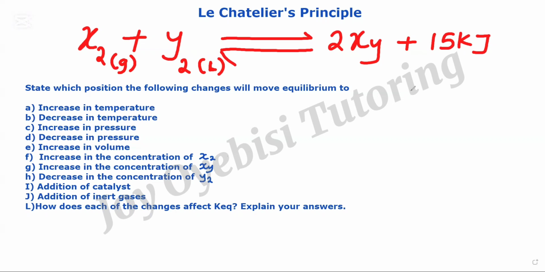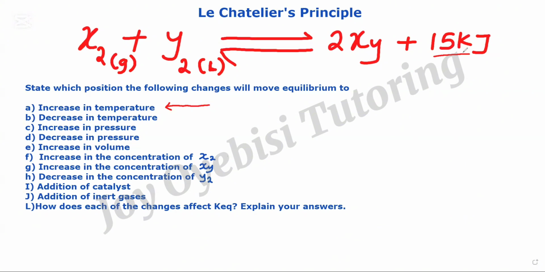The first one is increase in temperature. If temperature is increased, it means that heat was also increased. So the heat here is on the product side. It's added to this side, which means that this reaction is exothermic. In an exothermic reaction, when you increase temperature, equilibrium position is going to move to the left.